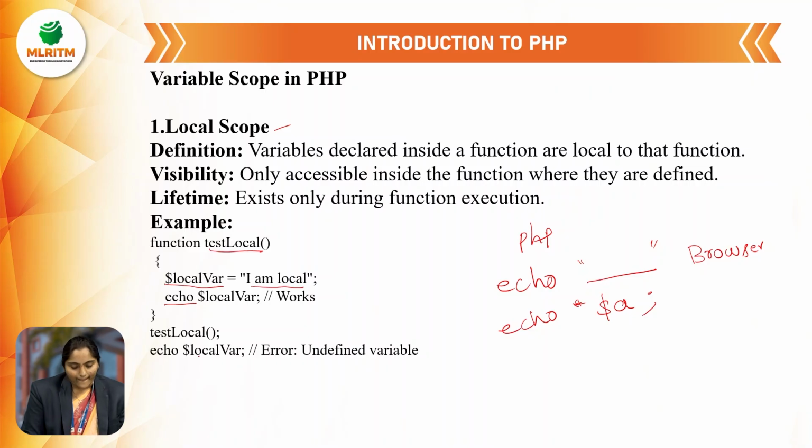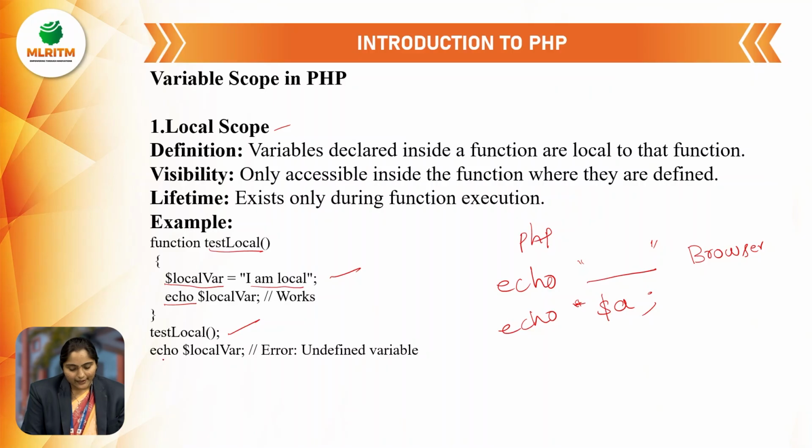And see, echo local variable. After that, I'm trying to call that function test local. The function executes only when it is called. So here I'm calling this function test local, so I'll get output like I am local.